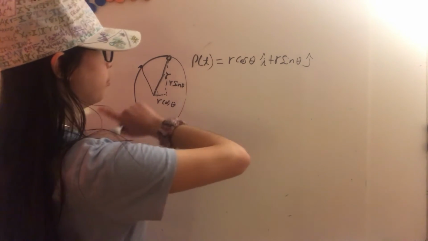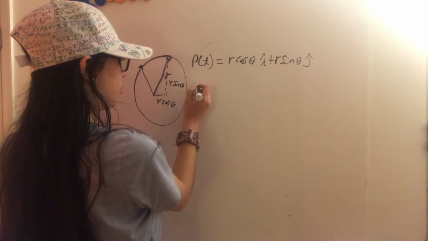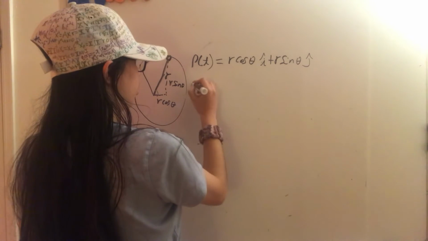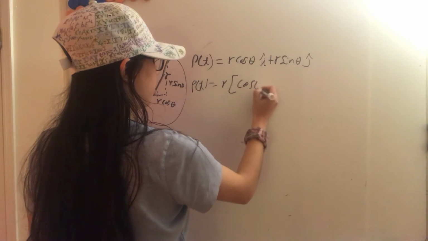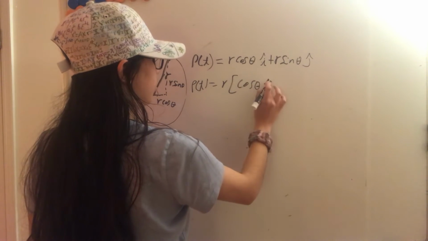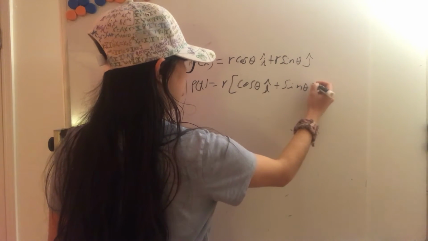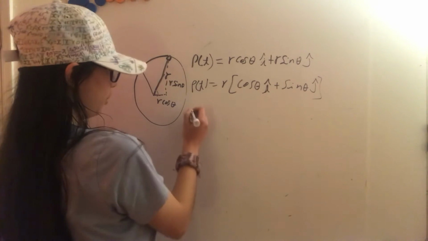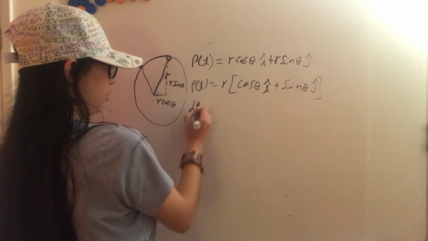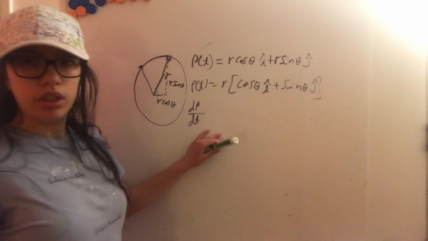Now, if we take the derivative, first let me write it as p of t equals r times cosine theta times the unit vector i plus sine theta times the unit vector j. So now if we take the derivative, dp/dt, this would be the velocity vector.